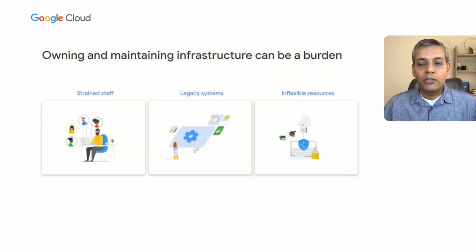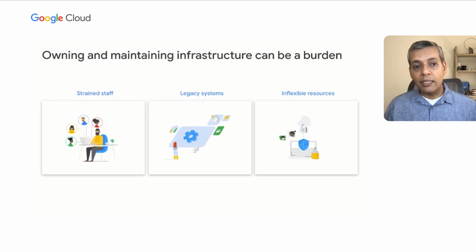So, what's the problem statement? Let's face it, on-prem infrastructure can be a challenge. It constrains IT staff because they have to do laborious tasks related to infrastructure procurement and maintenance and be reactive to business needs with long lead times.